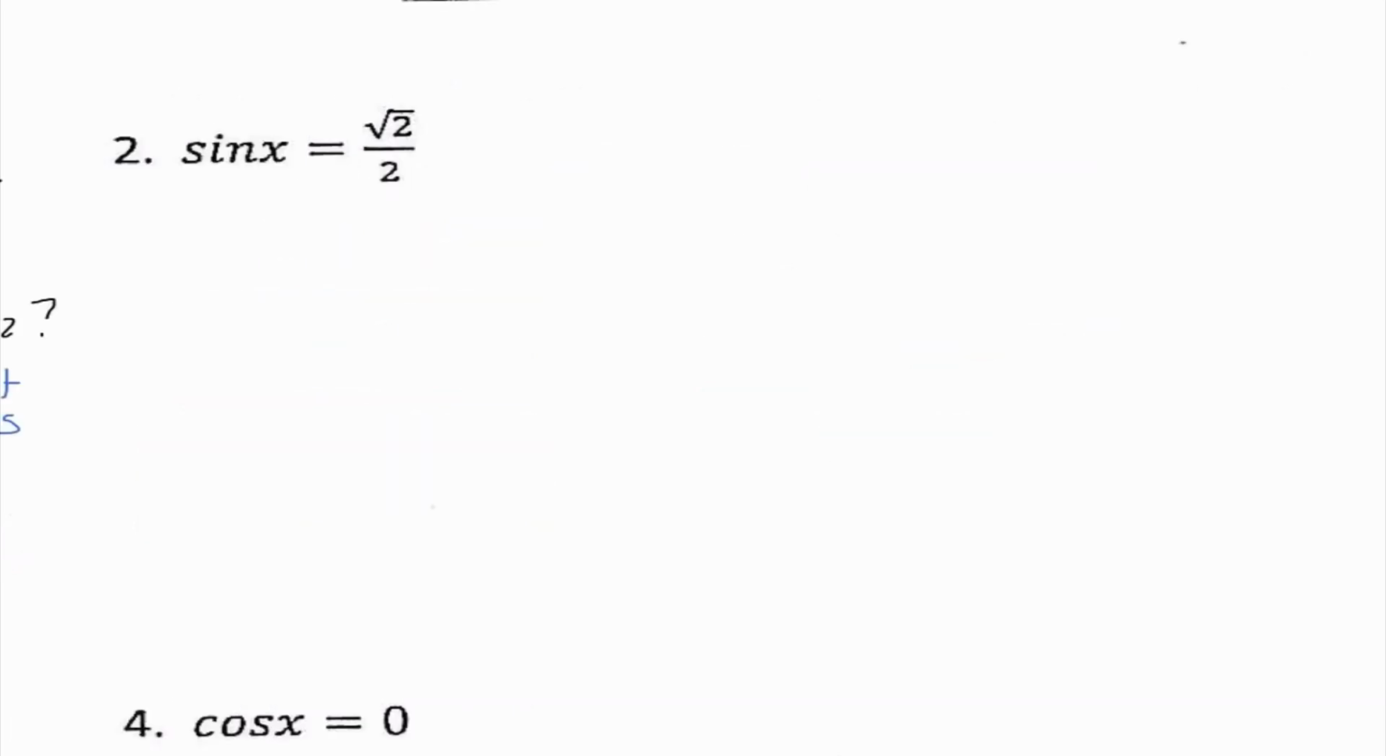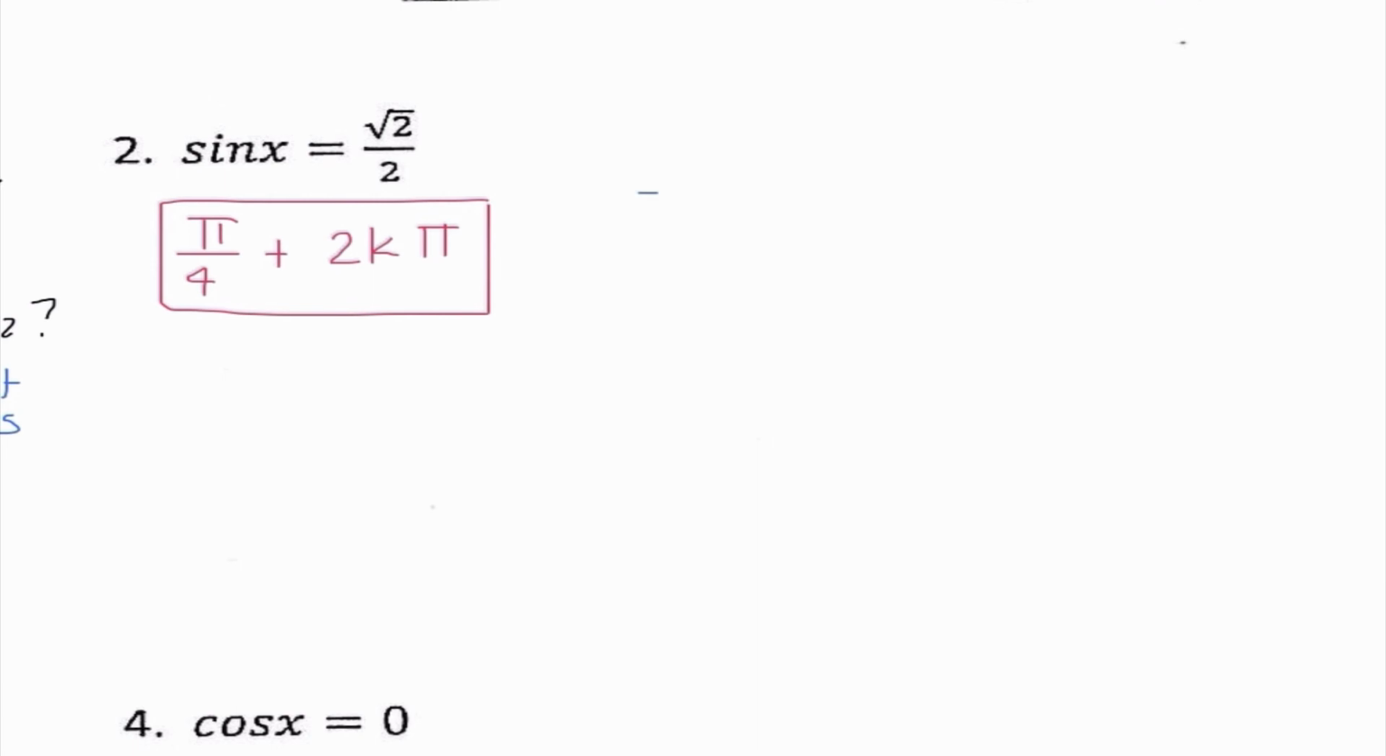Looking at number 2, we already have sine isolated, so I need to think what angle has a sine value of radical 2 over 2. And I know that that is pi over 4. So I'm going to say pi over 4 plus 2k pi.